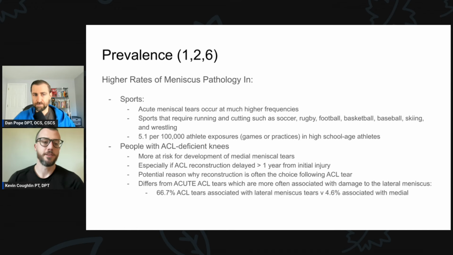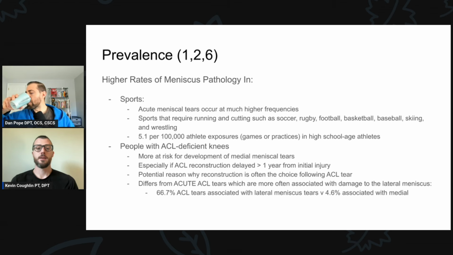Yeah, you're right. It's always nuanced, right? It's never so simple, unfortunately. So yeah, we just talked about this, but we see higher rates of meniscus pathology as well in sporting populations. This tends to be your younger folks generally. It's an acute meniscal tear. Sports that require running and cutting definitely are going to be the culprits here. So we could think about soccer, rugby, American football, basketball, baseball, skiing, sports that really require that you're changing direction, perhaps with a slightly bent knee.